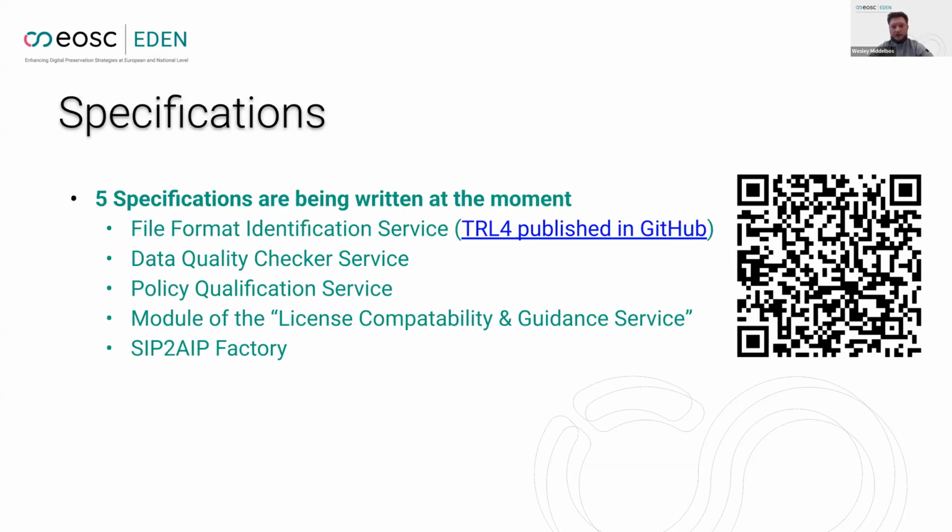So the current work is that at the moment we are actively writing 5 specifications for 5 services, of which one is already released at technical readiness level 4. You can visit it by clicking on the TRL4 publishing GitHub or scanning the QR code, and please take a look. We are also writing specifications for the data quality checker service, the policy qualification service, one part of the license compatibility and guidance service, and the SOP to ARP factory.